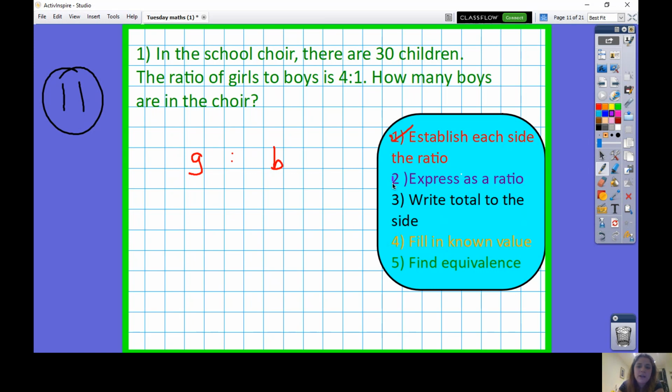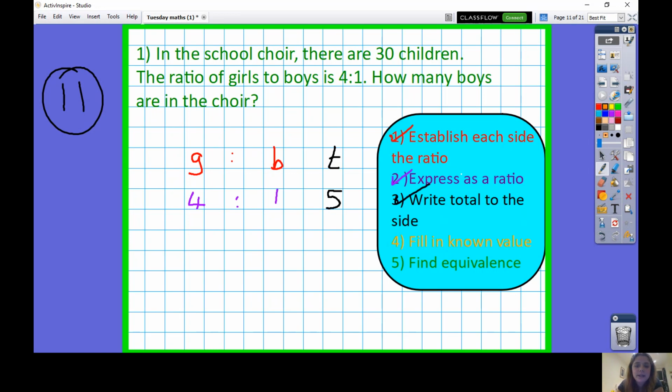Otherwise, I'm just going to tell you this bit as a ratio. Girls to boys, there are 4 girls and 1 boy. Well done. Step 3 is to find the total. Pause the video if you want to do it step by step. Otherwise, I'm going to do it now. Total goes here. 4 girls and 1 boy. In total, that's 5 children. Good. Step 4, fill in the known value.